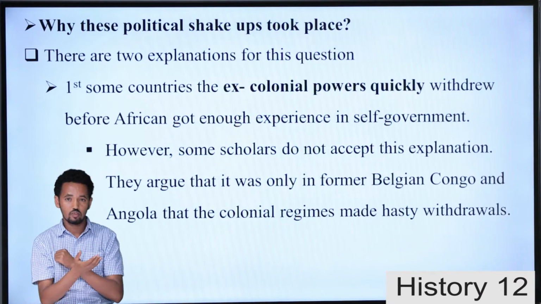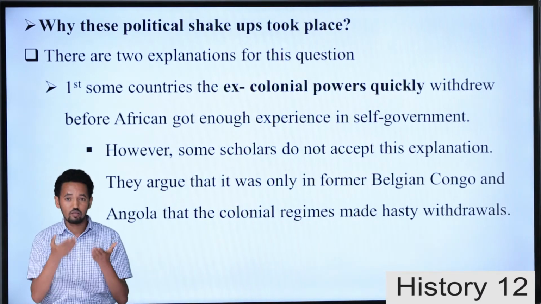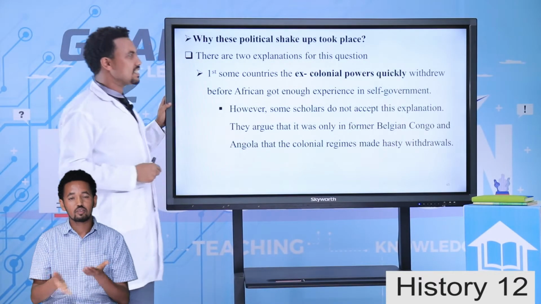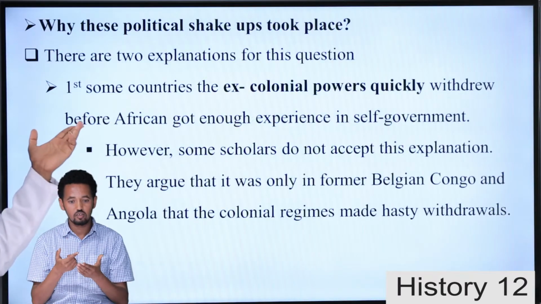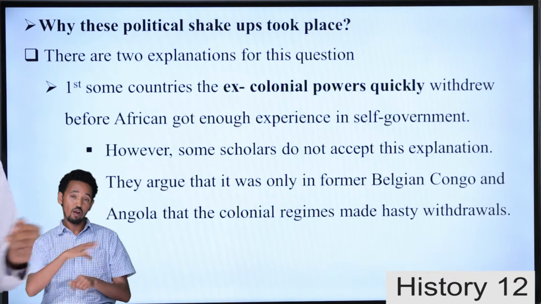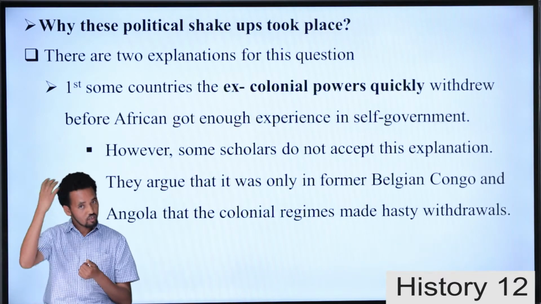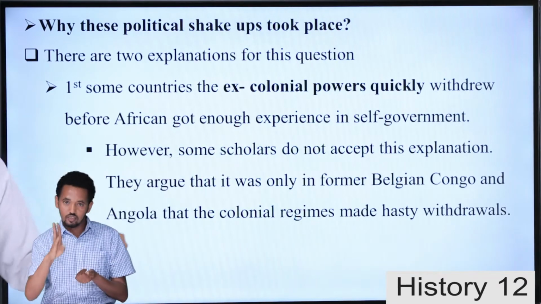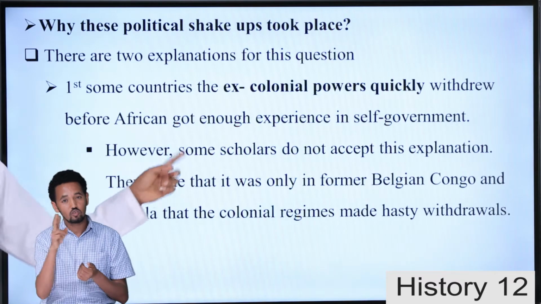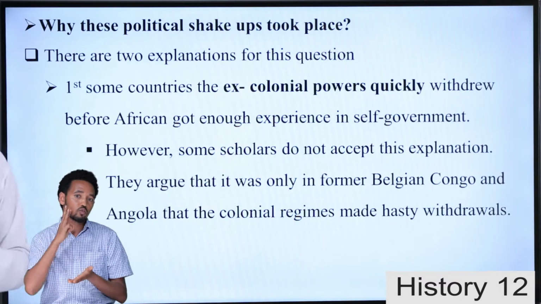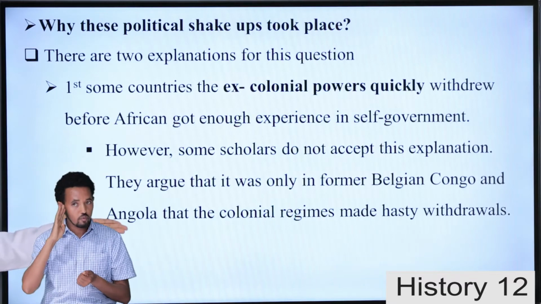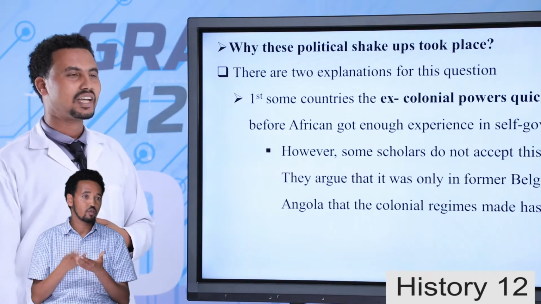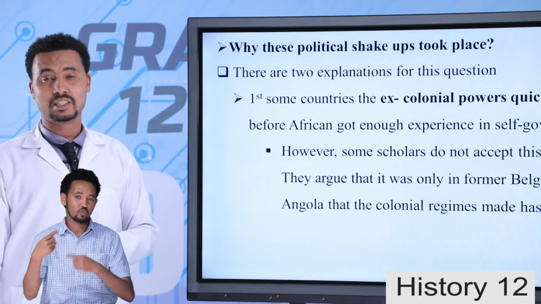There are two explanations. According to the historians and other writers, some of the ex-colonial powers quickly withdrew before Africa got enough experience in self-government. However, some scholars do not accept this explanation. They argue that it was only in the former Belgian Congo and Angola that the colonial regime made hasty withdrawals without the African countries getting enough experience.